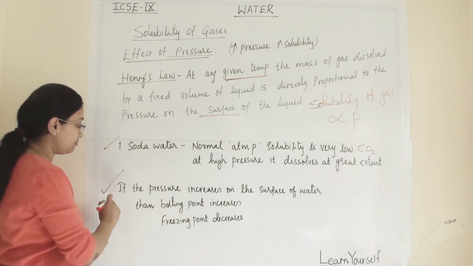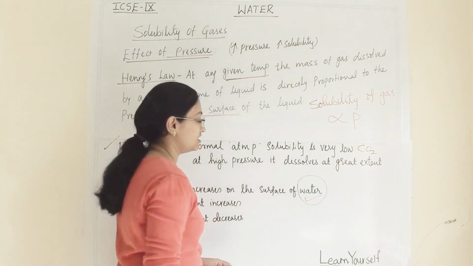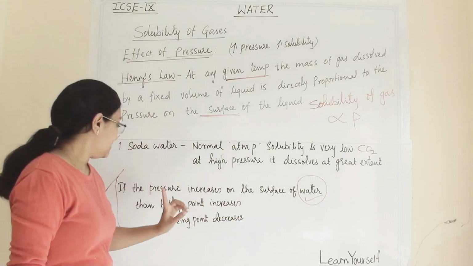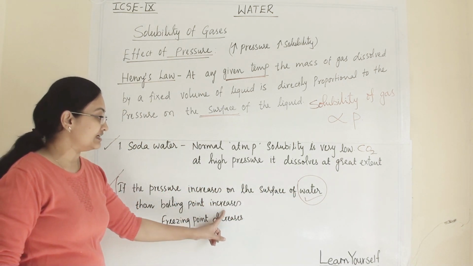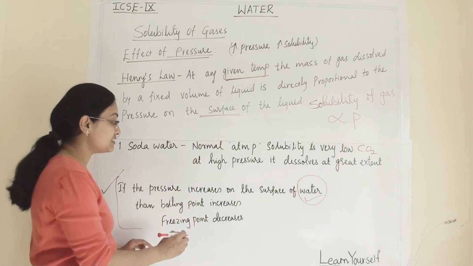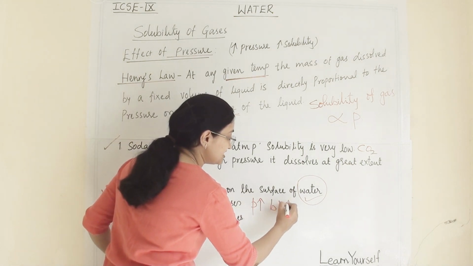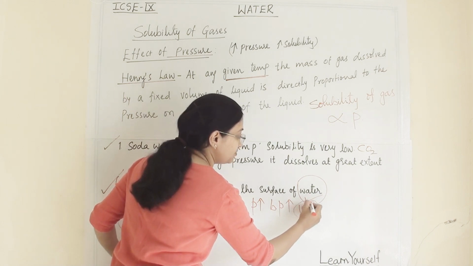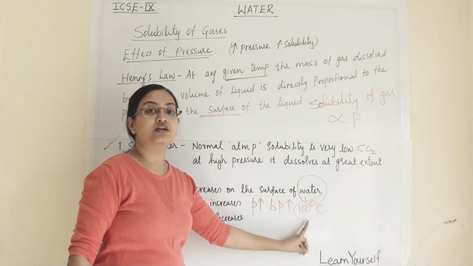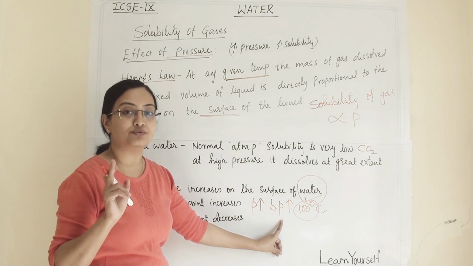Now one more important point: if the pressure increases on the surface of water, here we are talking about water and not other liquids, then the boiling point will increase. If we increase the pressure, the boiling point will increase from 100 degrees Celsius. It may go up to 103 or 104 degrees Celsius when we increase the pressure on the surface of the water.